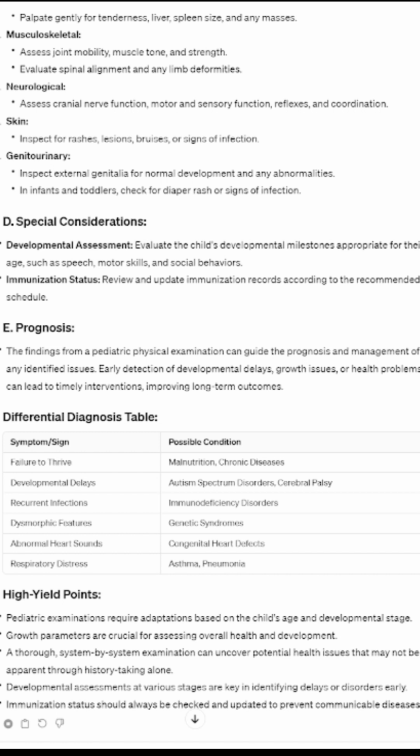High yield points. Pediatric examinations require adaptations based on the child's age and developmental stage. Growth parameters are crucial for assessing overall health and development. A thorough, system-by-system examination can uncover potential health issues that may not be apparent through history taking alone. Developmental assessments at various stages are key in identifying delays or disorders early. Immunization status should always be checked and updated to prevent communicable diseases.